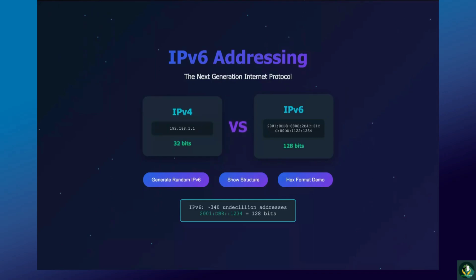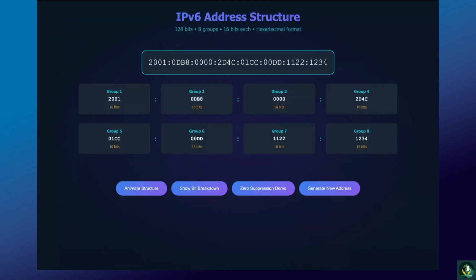So IPv6 addresses are expressed in hexadecimal format, making them easier to work with for subnetting and calculations compared to IPv4's decimal notation. In this lesson, we'll explore how IPv6 addresses are structured, how to convert binary IPv6 addresses to hexadecimal, and how to simplify these addresses using zero compression. So let's dive in. IPv6 addresses are 128 bits long, divided into 8 groups of 16 bits each.